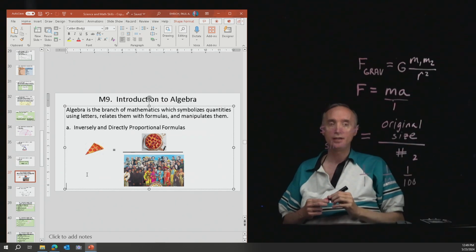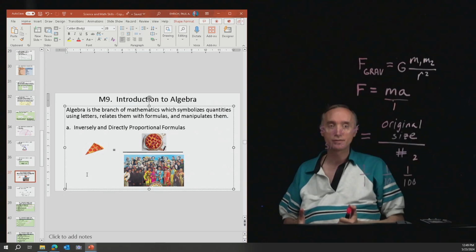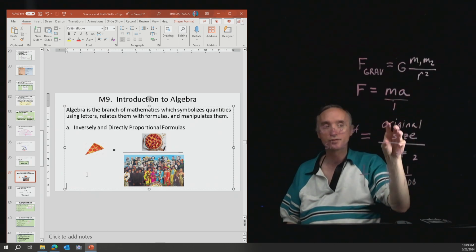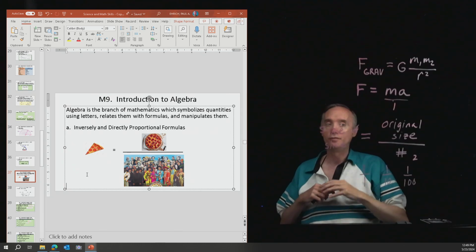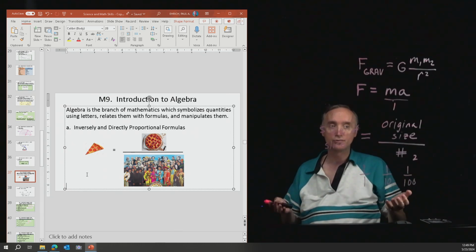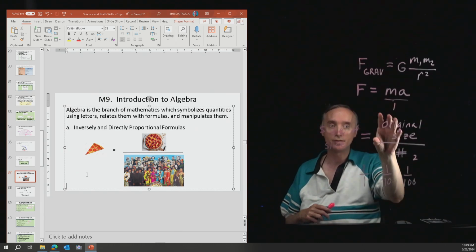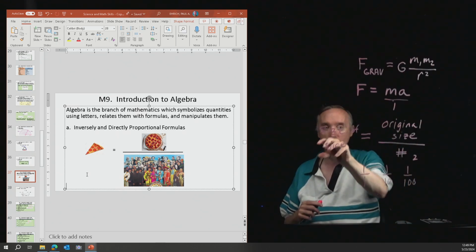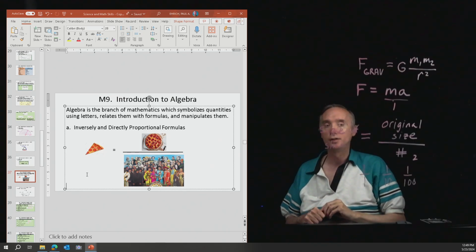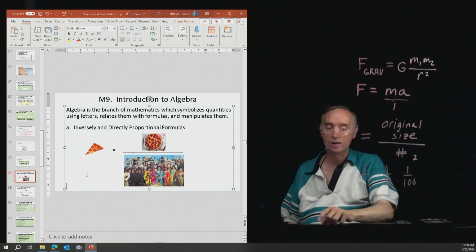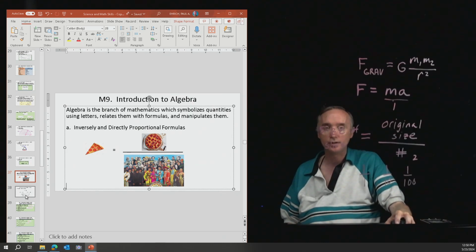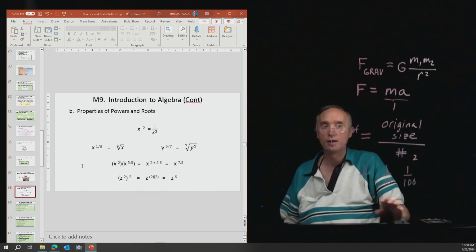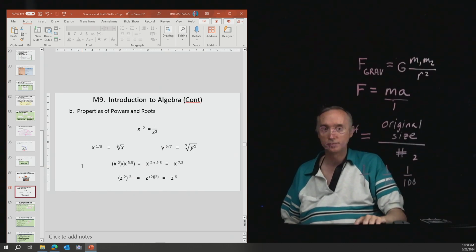So just keep that in your head, because as you do science, you're going to be doing a lot of formulas. And every one of those formulas is either going to be directly or inversely proportional. And one of the very first things I do whenever I introduce a new equation is I play this game. I say, what happens if I make this letter bigger, then what comes out of the formula? So it's a really important skill to learn. So our next topic is going to be on properties of powers and roots, and I will see you in just a moment.